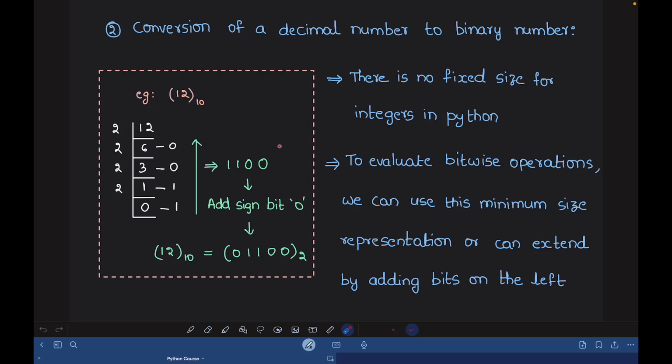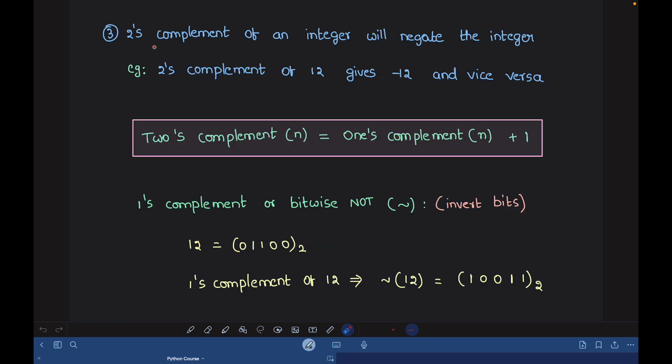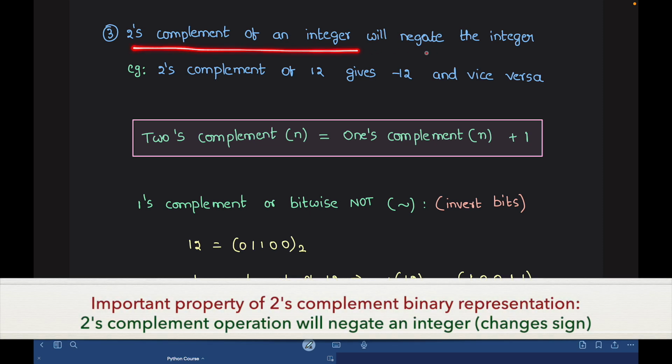So what we do is we make use of one interesting property of 2's complement representation. Now let's see what that property is. So the next point we need to understand is that the 2's complement of an integer will negate the integer.